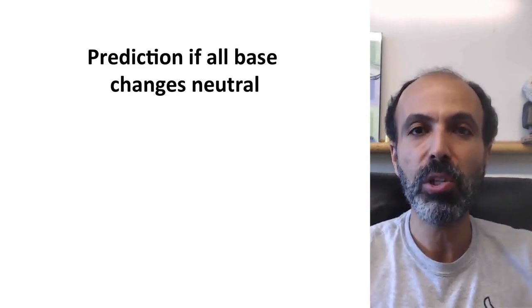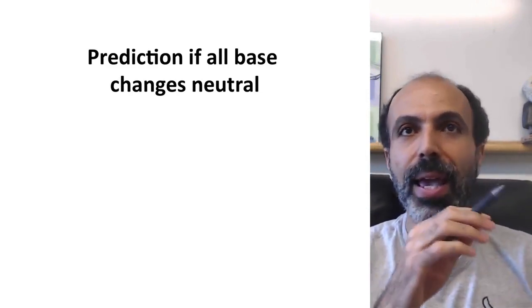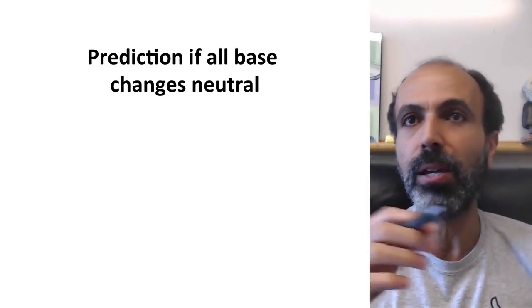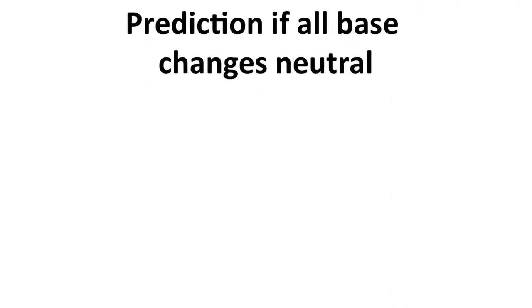If all base changes were neutral, if it didn't matter if you were AAA or ACA or AAT, which do you think would be more abundant? Well, the answer there may have surprised you. In fact, there are actually more potential non-synonymous changes than there are synonymous changes between species, if we assumed all base changes were neutral. Well, let's explore this for a minute.